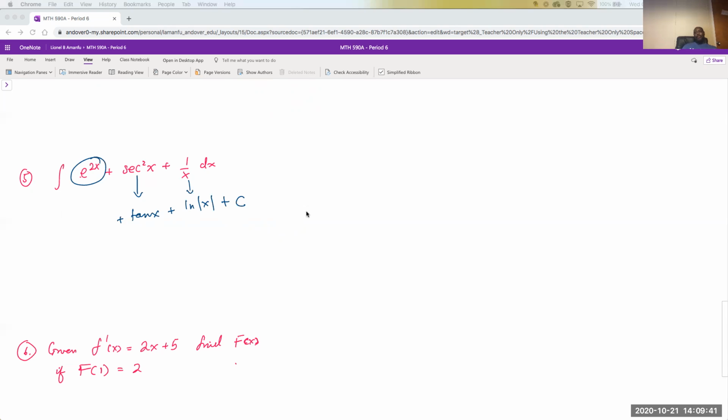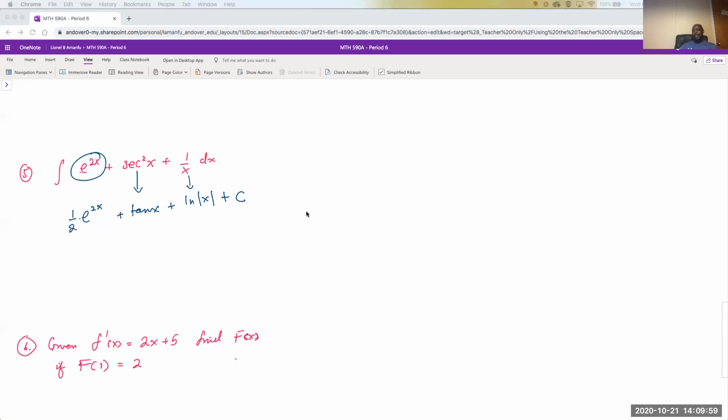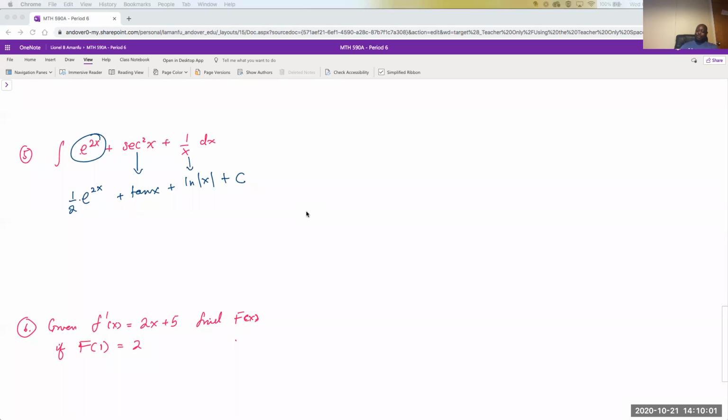E to the 2x. So remember that the derivative of e to the x is itself. So with e to the 2x, that means that you might have had a constant of 1/2 e to the what? 2x. Now when I take the derivative, I can clearly see that I have the same thing. Okay. Now let's see how this is applied to a problem set.